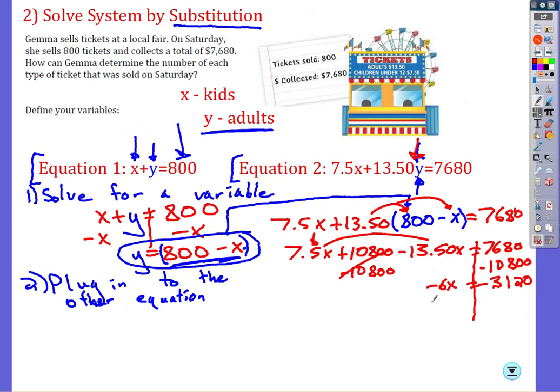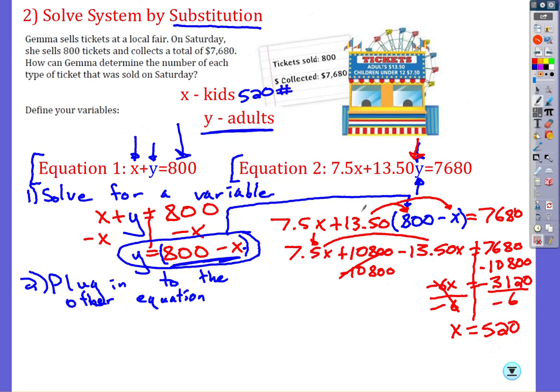And now we just divide off by that term, and we should get our solution. So negative 6 divided by negative 6 just leaves our x on that side. And on the right-hand side, negative 3,120 divided by 6. You can check my work if you'd like, but that will give you a value of x equals 520. And we go back, well, I can fill in some information. I know, kids, that's 520 is the number.